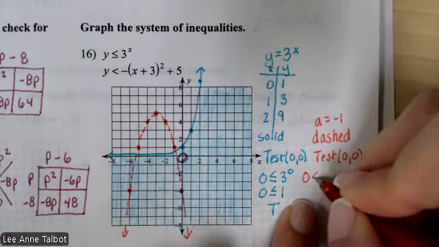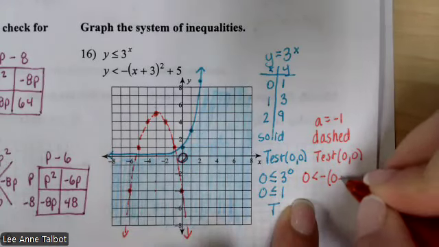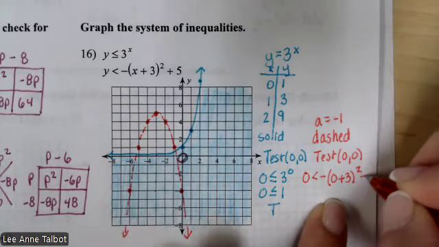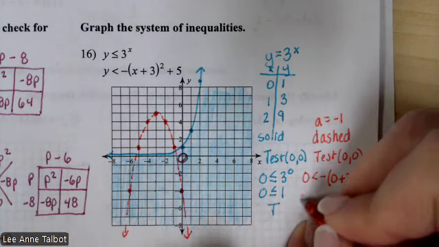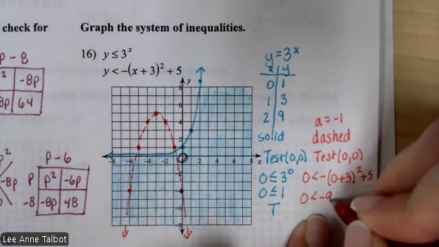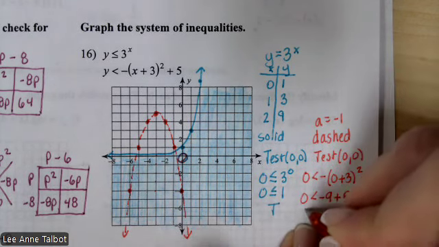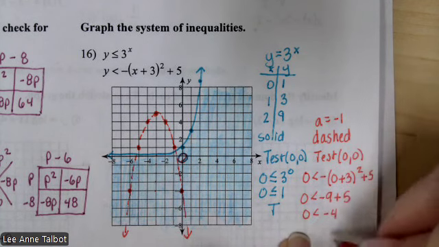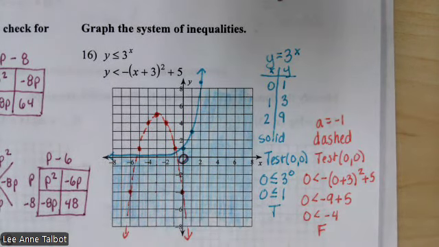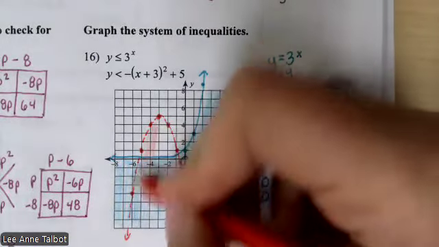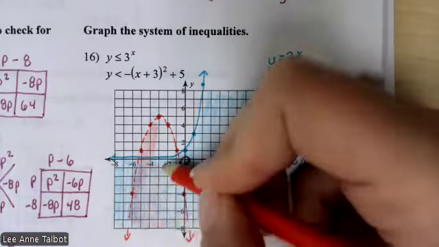Zero is less than -0 plus 3 squared plus 5. Zero is less than -9 plus 5. Zero is less than -4. False. So that means I don't shade where 0, 0 is. I shade inside.